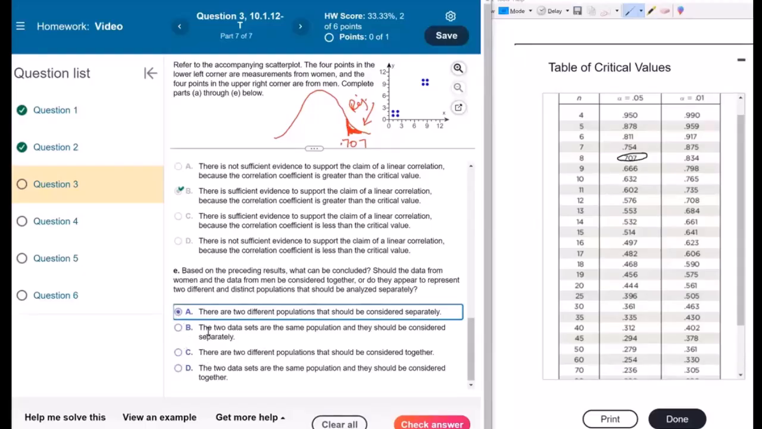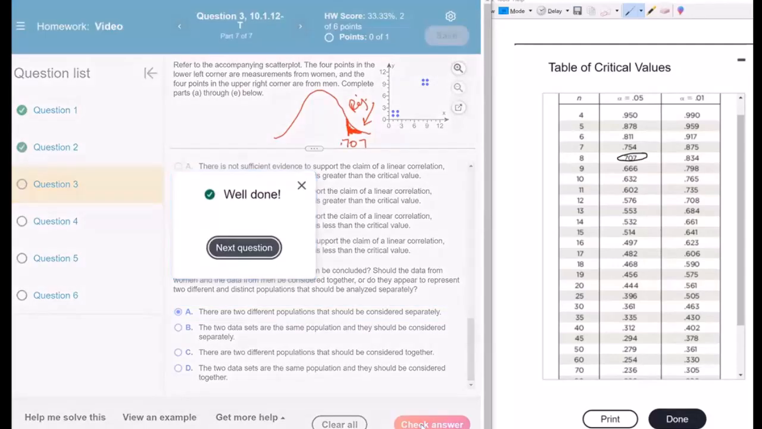Let's just read through them. The two data sets are the same population and they should be considered separately. Not for that reason. There are two different populations that should be considered together. I disagree. The two data sets are the same population and they should be considered together. I'm going to go with A, and that is the correct answer. They just really don't seem to have anything to do with each other.